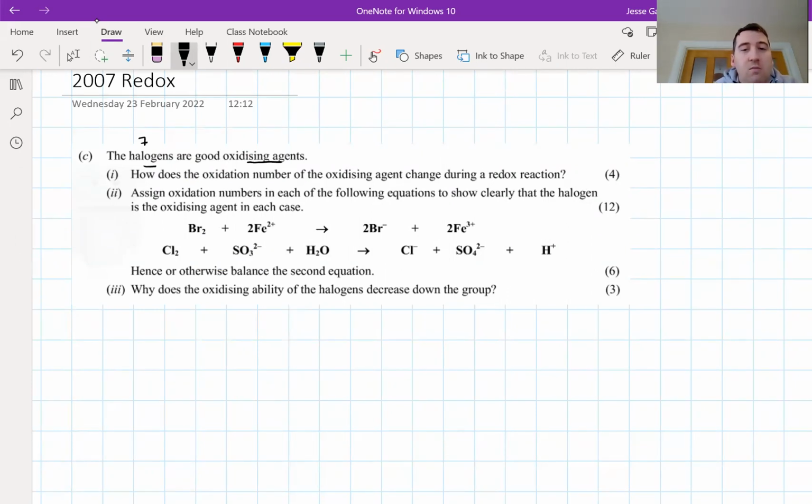How does the oxidation number of the oxidizing agent change during redox reaction? So first of all, you have to know what happens to the oxidizing agent during a redox reaction. So that's the first thing to think about, what happens to it. All right, so you'll know that the oxidizing agent itself is reduced. So now you've got to think of what happens to the oxidation number during a redox reaction. So this is really asking you what is reduction in terms of oxidation number.